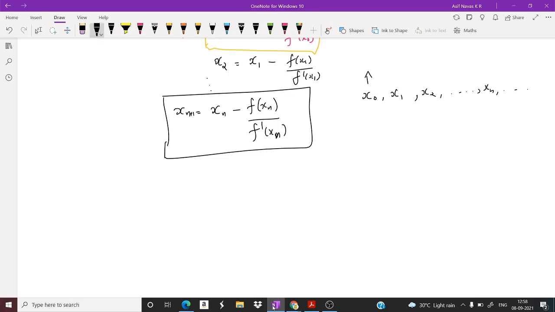So now we will do a problem. Does anybody have any doubt? This is the formula for the Newton-Raphson method. If f of x is given and f of x is differentiable, then the Newton-Raphson formula is x n plus 1 equal to x n minus f of x n divided by f dash of x n. So now we will do a problem.